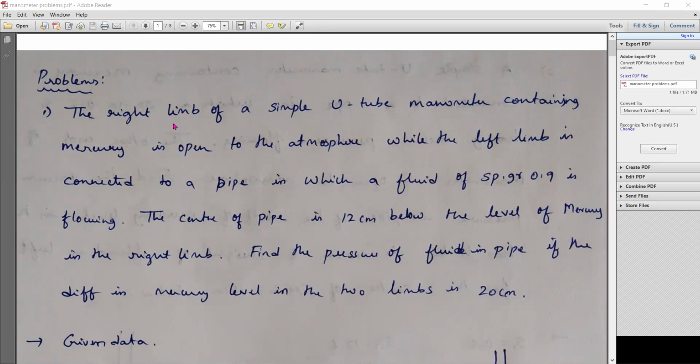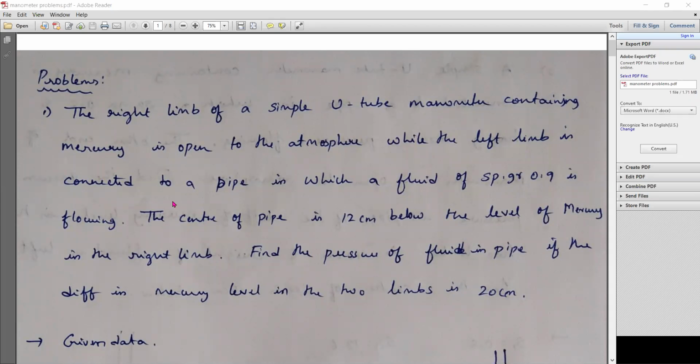So what is given here? The right limb of a simple U-tube manometer. It is not a differential manometer. If it is a differential manometer, he will mention it here. So remember, it is just a U-tube manometer because one side will be open to atmosphere. The right limb of a simple U-tube manometer containing mercury. So the manometric fluid is mercury, open to atmosphere.